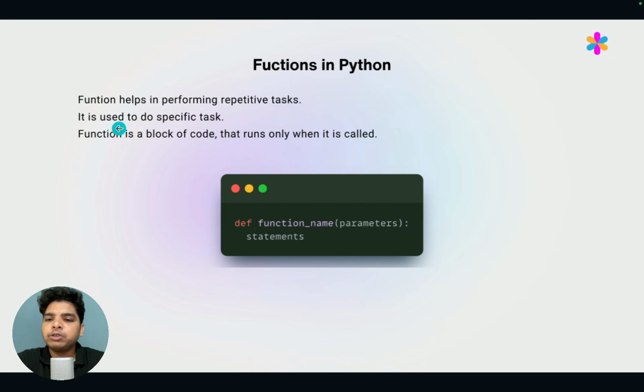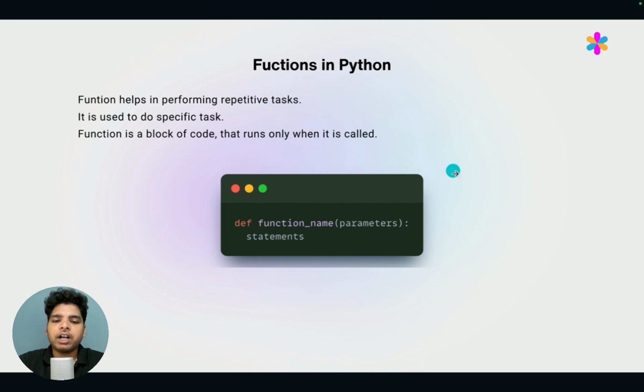So a function is used to do a specific task, and it is a block of code that runs only when it is called. So to get the result, we always have to invoke the function. We have to call the function. But for a loop, we don't have to call the loop. It will run automatically. But for a function, we have to invoke it.